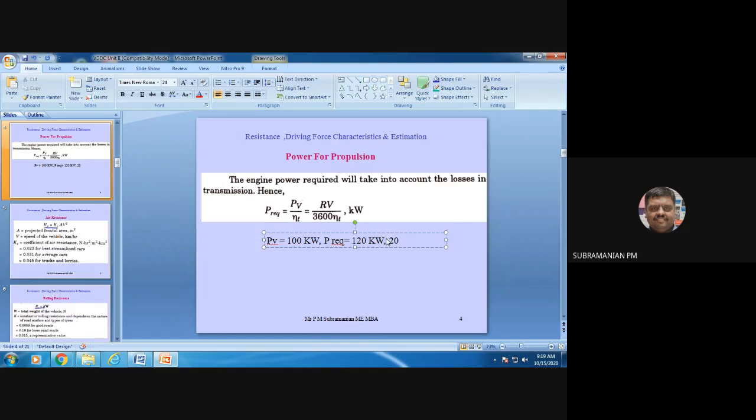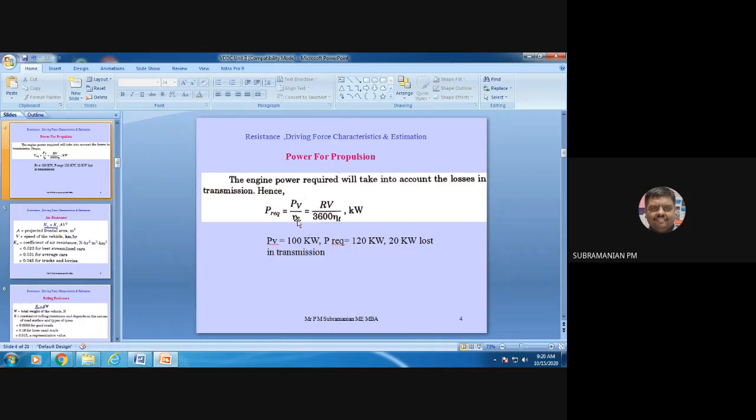Okay. This 20 kilowatt power is lost in transmission. So I am taking transmission losses into account. So what do I have to do? I have to account for transmission losses. So I am dividing this vehicle power by the transmission efficiency, because transmission losses are taken as efficiency. That is transmission efficiency. What will happen? You will divide this 100 kilowatt by 0.2 or 0.3. Like that you will divide.